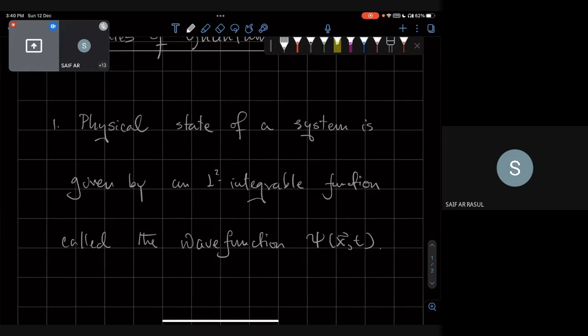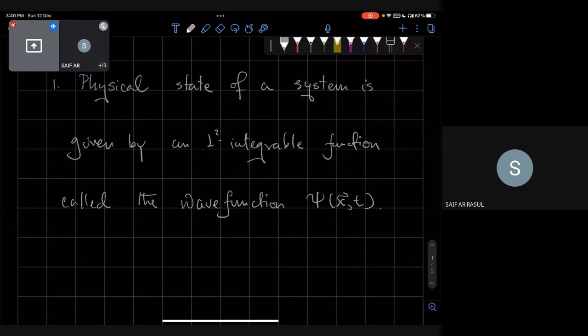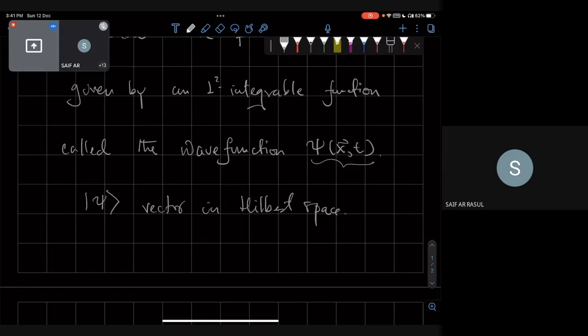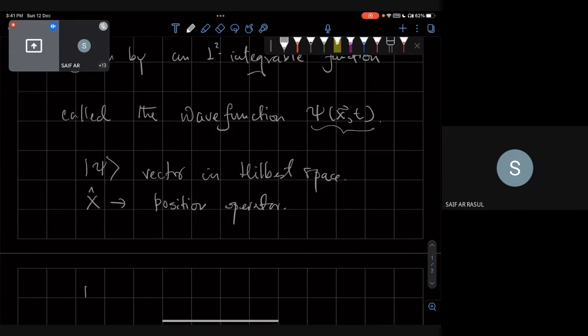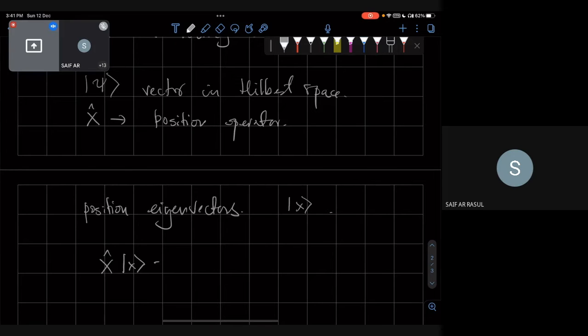There is a more abstract formulation of quantum mechanics in which this postulate is replaced by the statement that the physical state of the system is given by a vector psi in something called a Hilbert space. A Hilbert space is essentially an infinite dimensional vector space with a positive definite norm. And in that vector space, there are the position operators, and the position operators have position eigenvectors, which we write like this. So that means that if the position operator acts on the eigenvector x, which is just a notation for a vector, it gives x as the eigenvalue.